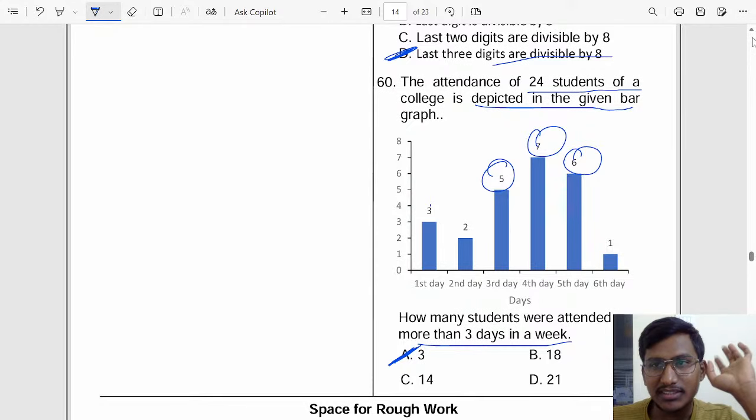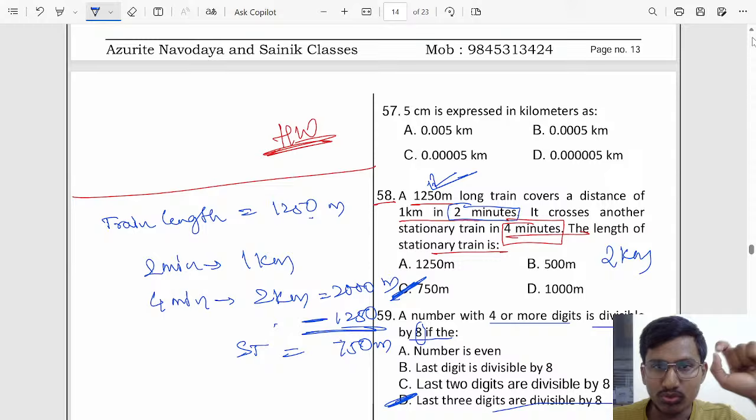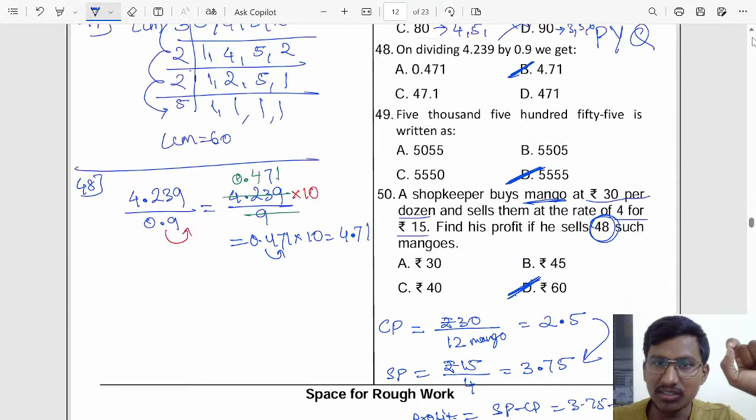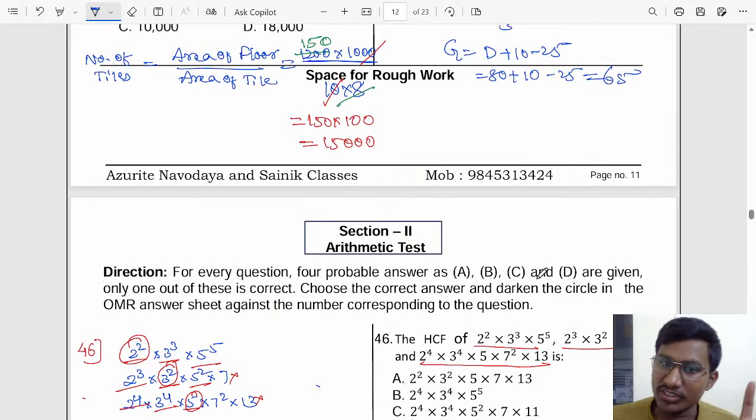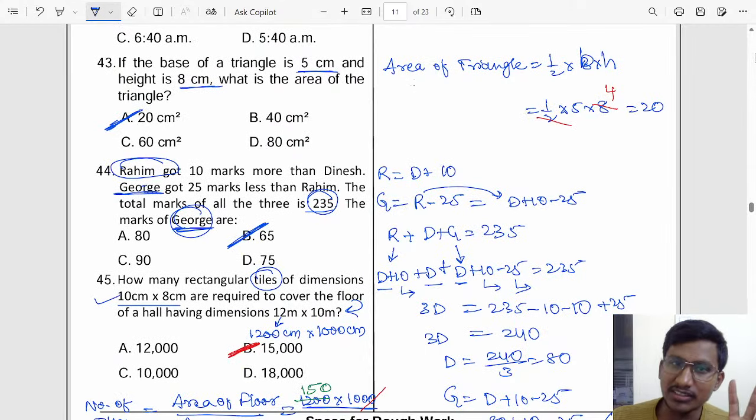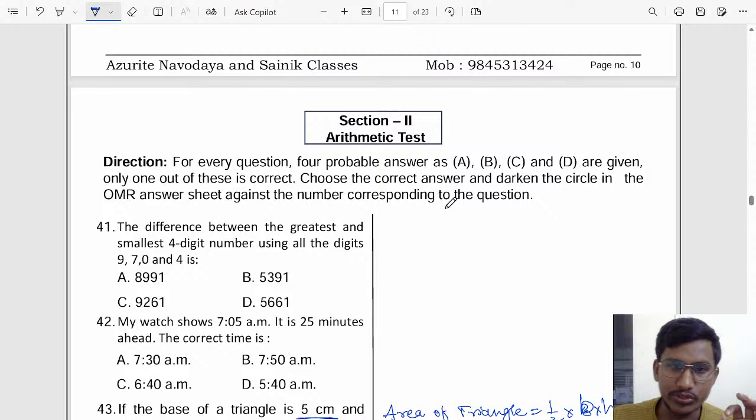2023 paper. This is the 2023 paper, and we did the maths section. You can watch this again and learn this. We did all the solutions, right?